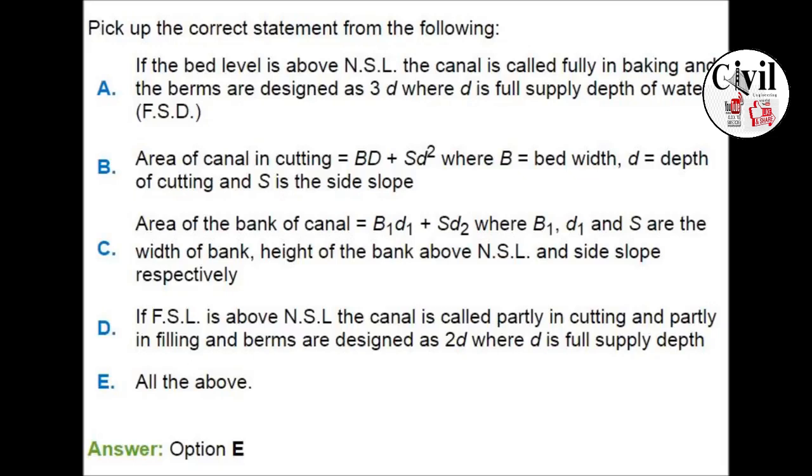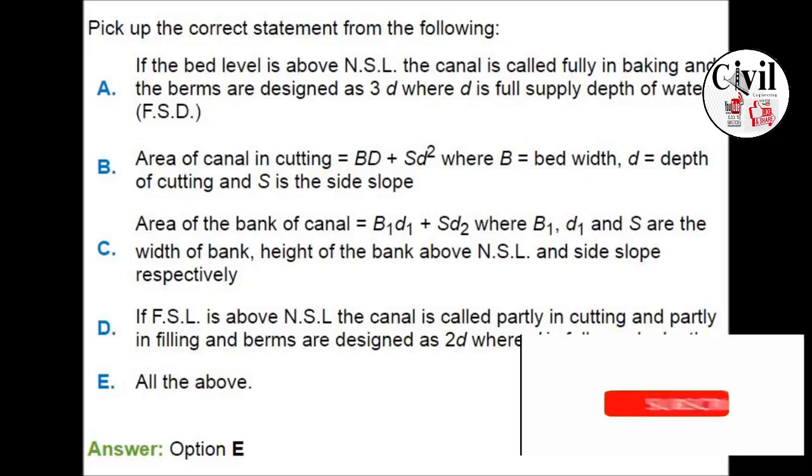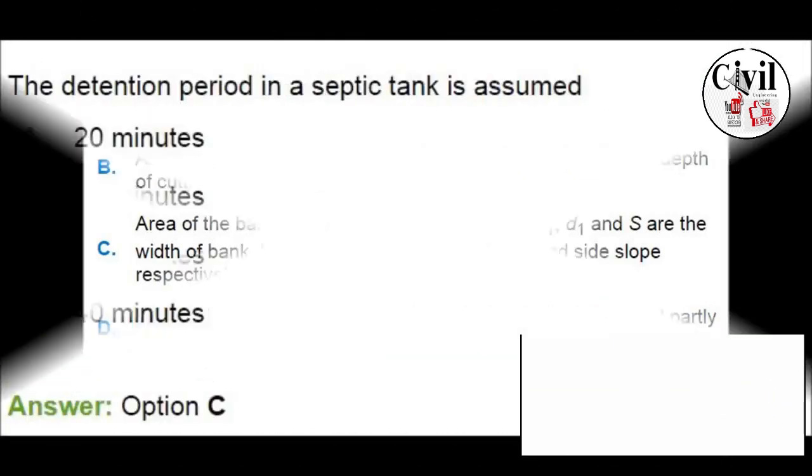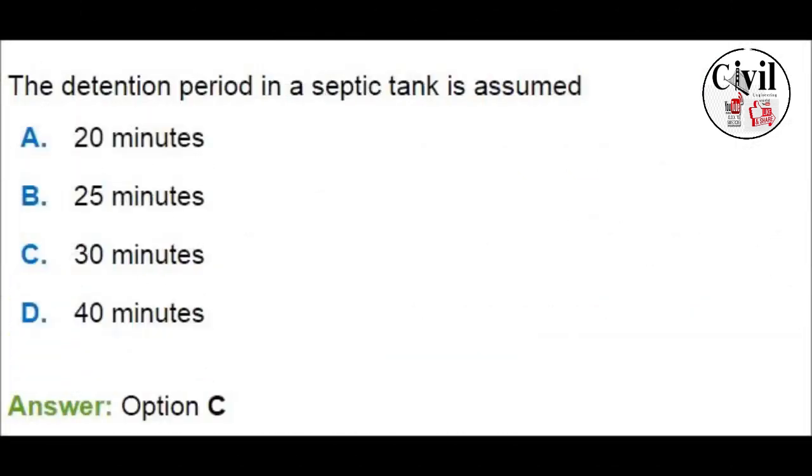And this option: if the floor surface level is above natural surface level, the canal is called partially in cutting and partially in filling, and berms are designed as 2D, where D is the full supply depth. So option E is correct because we consider all of the options to be correct in our case. Okay, let's move to our next option.